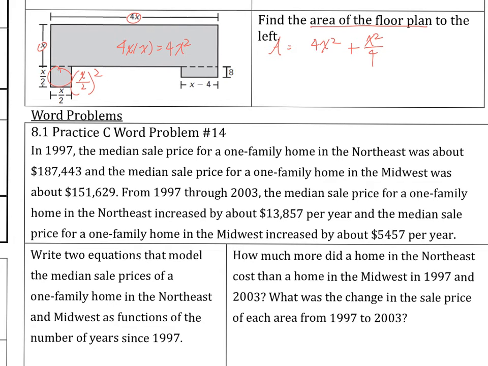And then we can look at this little rectangle here. It's 8 times x minus 4. So this makes 8x minus 32. And we can go ahead and combine this. So this could be 16 over 4 x squared. And then we have 17 over 4 x squared plus 8x minus 32 with all the exponents in decreasing order.